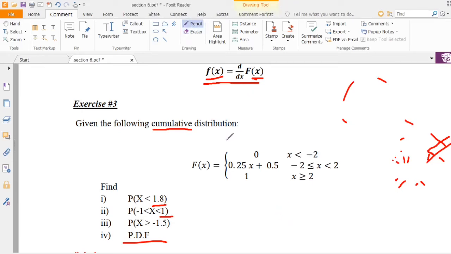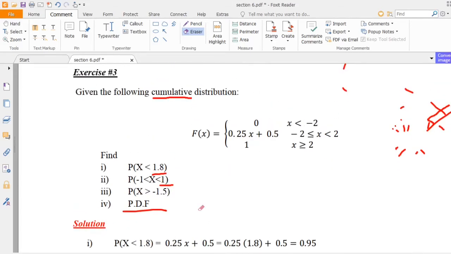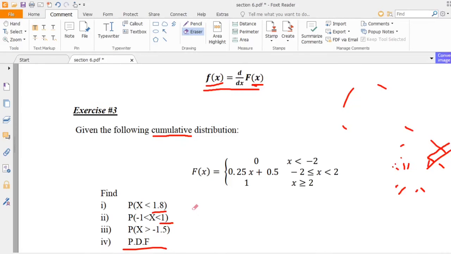So you have this function as a cumulative distribution. You have the interval where it is 0 when x is less than -2, a quarter x plus half from -2 to 2, and 1 when x is bigger than 2. And the questions are about finding the probability of x less than 1.8, and b, from -1 to 1, and so on. So the first one, what will you do?